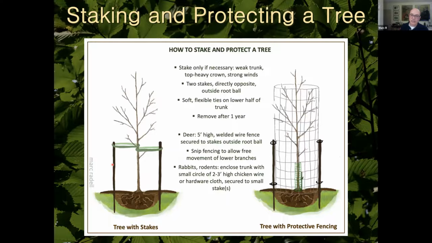Staking and protecting a tree. Not all trees need to even be staked. Very few trees actually need to be staked. It's just really if they're top heavy or in strong winds, or they have a weak trunk: 2 stakes outside the root zone with flexible ties on opposite sides. If you have deer, I find 5 feet is optimal. And I snip these little openings to let the branches through, to make sure they don't rub, because that will abrade the bark and allow in pests. And then a shorter fence of smaller mesh for rabbits and rodents.